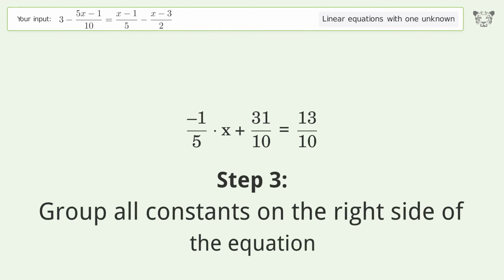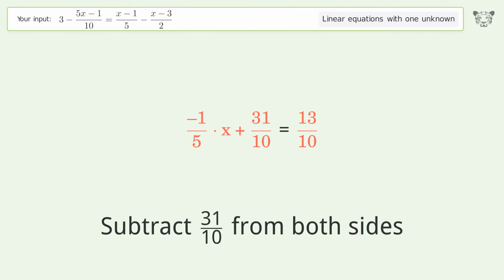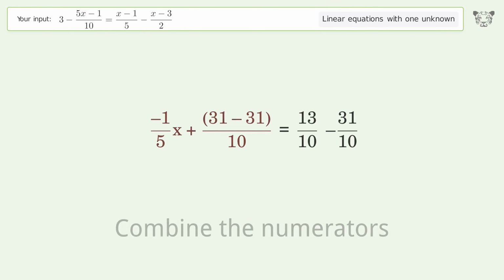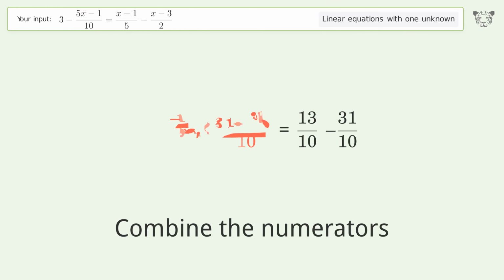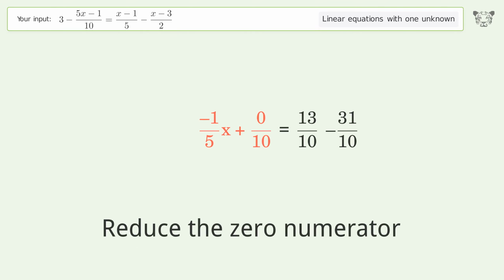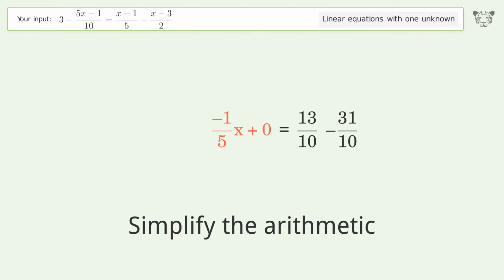Group all constants on the right side of the equation. Subtract 31/10 from both sides. Combine the fractions. Combine the numerators. Reduce the zero numerator. Simplify the arithmetic.